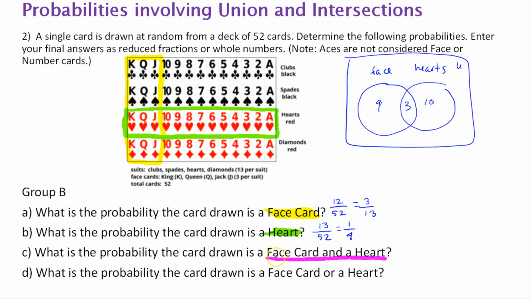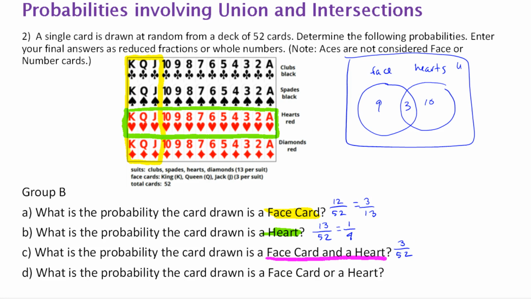So we have that face card and a heart. There are 3 such elements. So this is 3 out of 52. And this cannot be simplified. 3 isn't divisible by 2, 4, or 13.